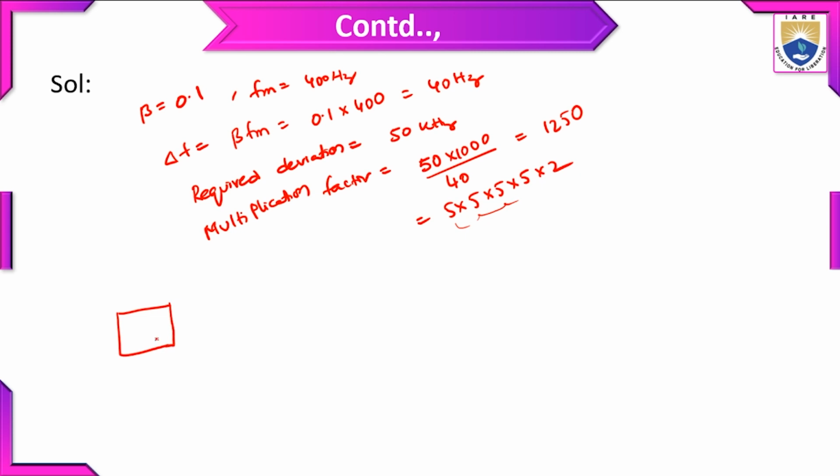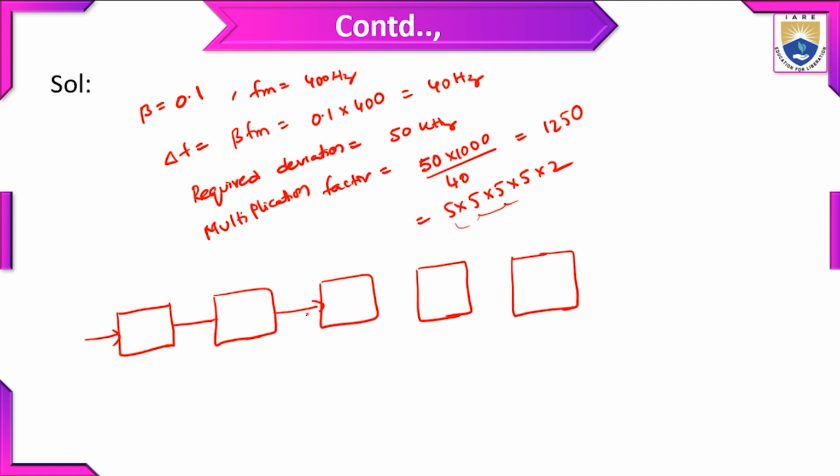So first stage, you are going to draw like this. Second one, third one, fourth, and the last one. Here, initially the multiplier is 2. So what is my delta f? It is 40 Hz. When you multiply this 40 into 2, what you got? 80. So this is 80 hertz.